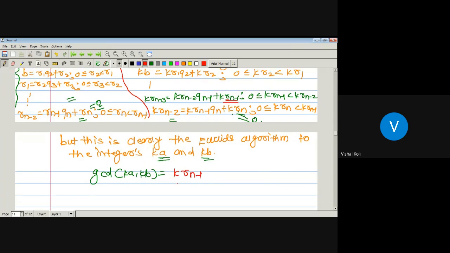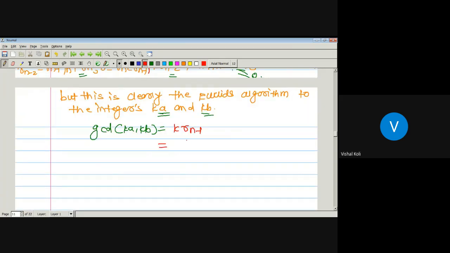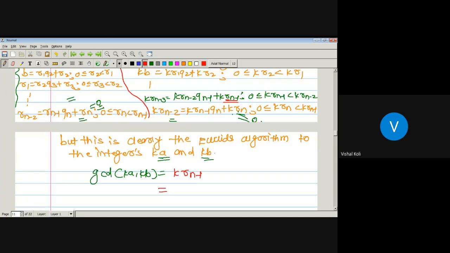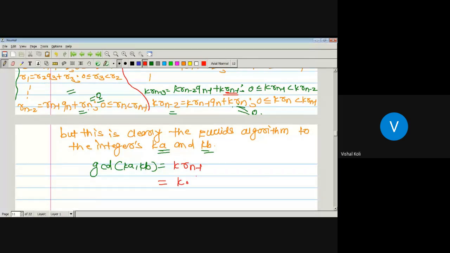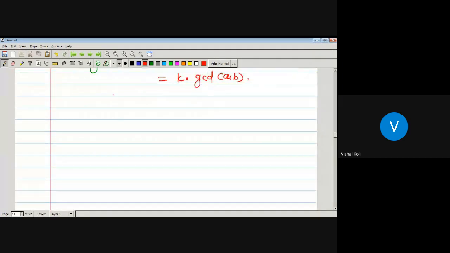But what is Rn minus 1? Rn minus 1 is the GCD of A and B, since whenever Rn is equal to 0, then Rn minus 1 is the GCD. So k into Rn minus 1 is now the GCD of A and B. So GCD of ka comma kb is equal to k times the GCD of a b. That is what we had to prove. Hence the proof.